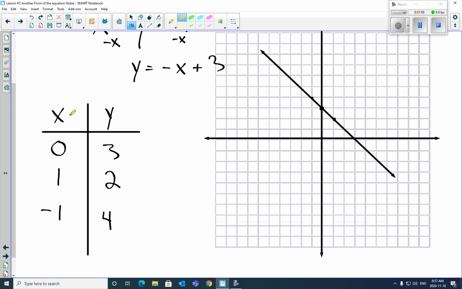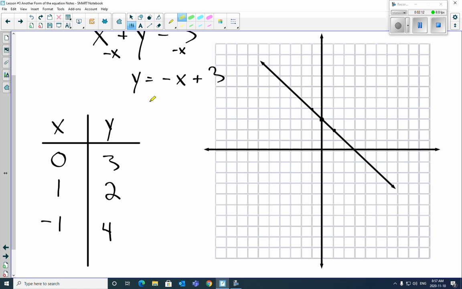So table of values here, we put our x's and y's down. And how do we pick our x's? You just pick some random numbers. Pick normal numbers, not anything like 20 or negative 1,000 or anything like that. So pick 0, 1, negative 1. Those ones work. So then all we do is we plug them into the equation, right? So let's plug in 0. So y equals negative times the 0. That's still 0. Plus 3, so our answer is 3.